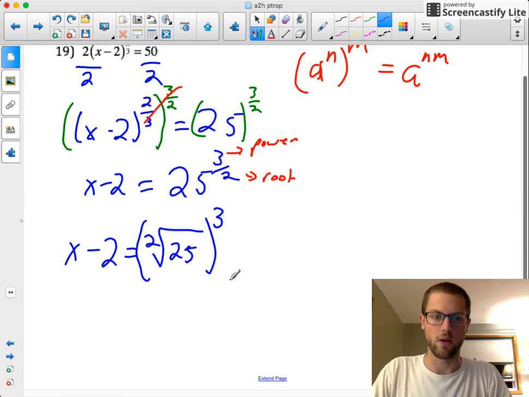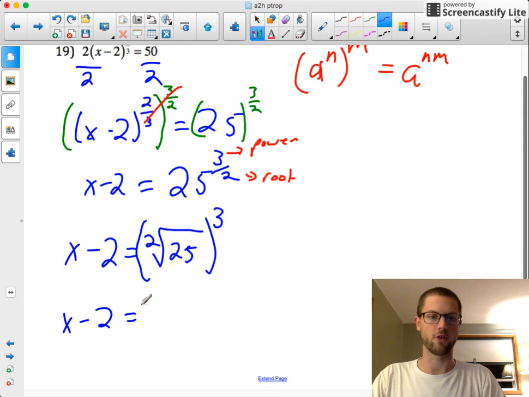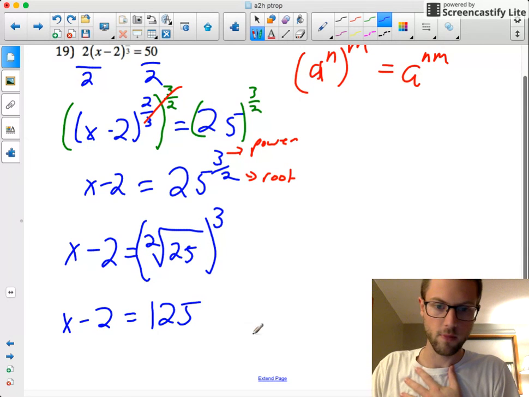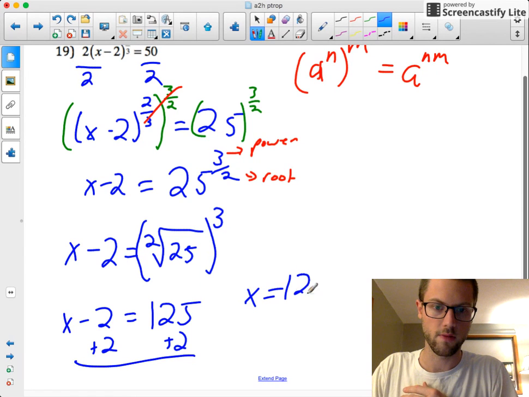So moving right along here, I've got x minus 2. The square root of 25 is 5. 5 to the third power is 125. So that's evaluating 25 to the 3/2 power. Lastly, let's add 2 to both sides, and I'm going to get x equals 127.